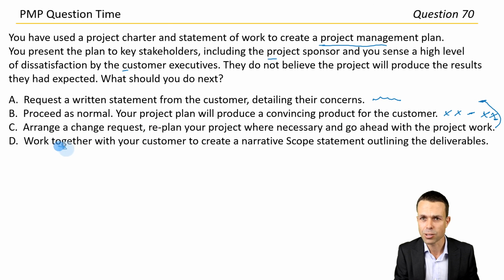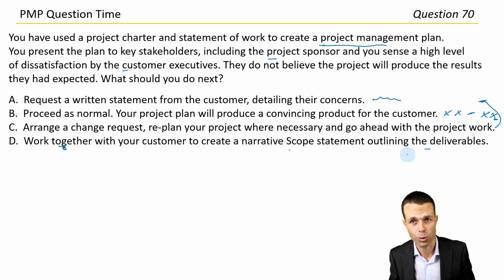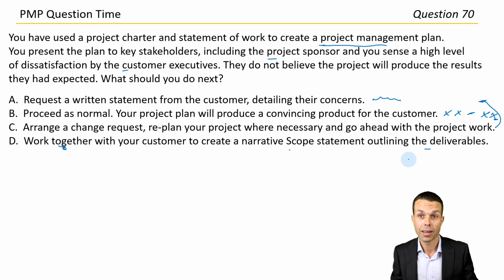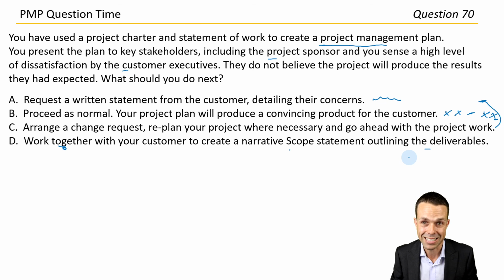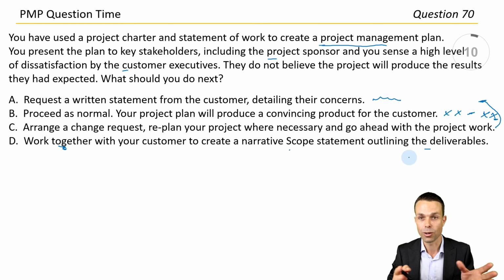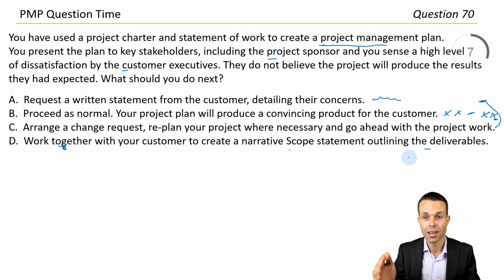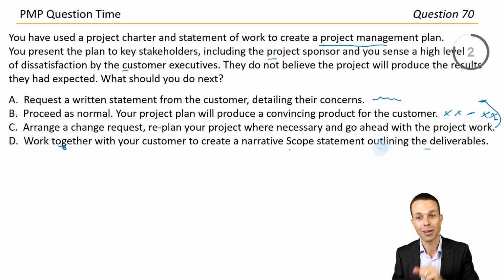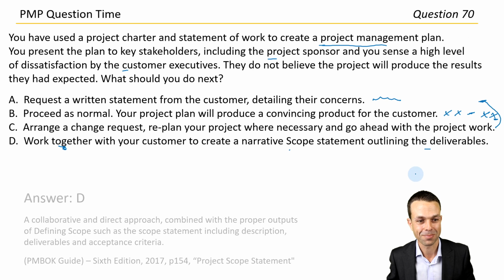Work together, that sounds promising, with your customer to create a narrative scope statement outlining the deliverables. Okay, that actually sounds much more promising. We can work with them directly, and we can create a scope statement that they are actually happy with. And potentially, then we can prioritize that and actually work our project manager magic, and figure out which ones we can deliver, which ones we can't, which ones might blow out our schedule, which ones might blow out our cost. Work with those priorities and put that together in our beautiful project management plan. I think for our purposes, let's go with answer D.